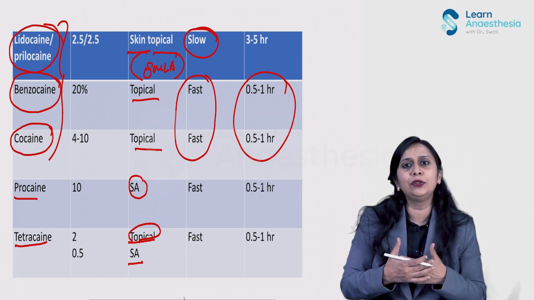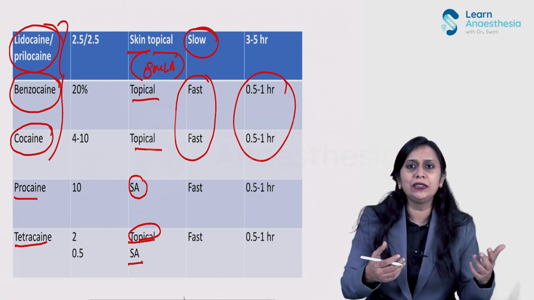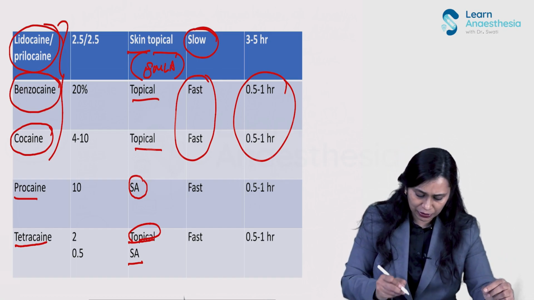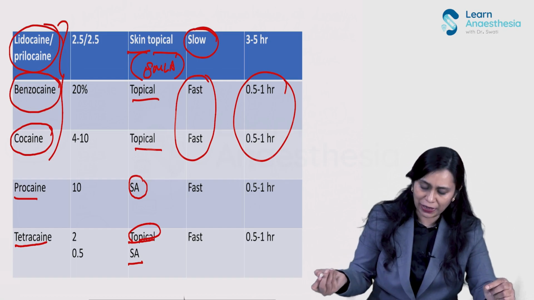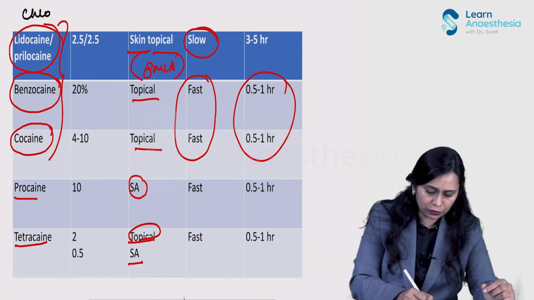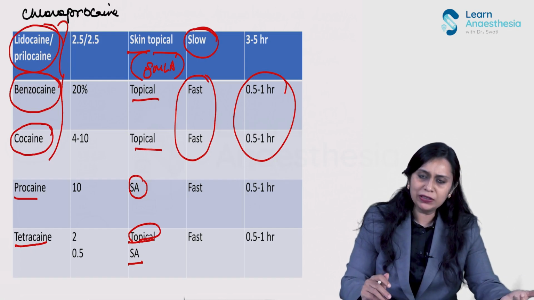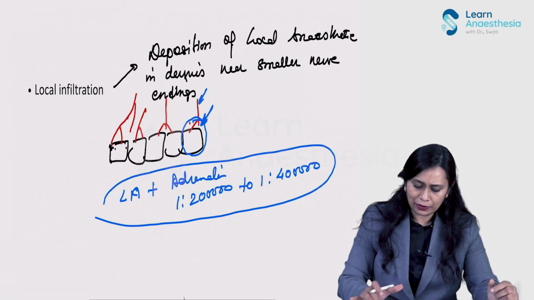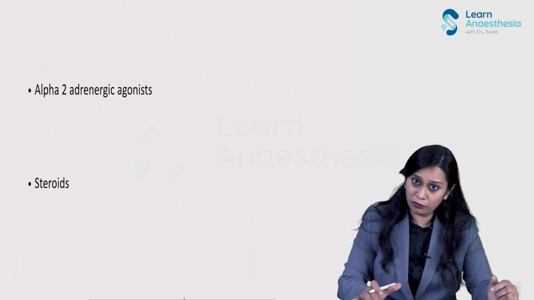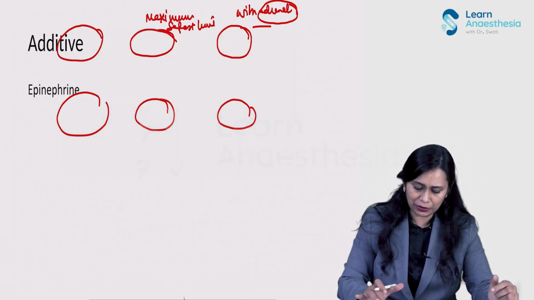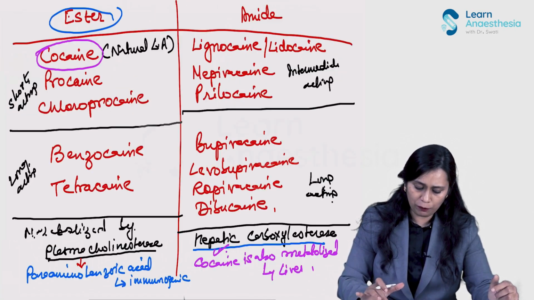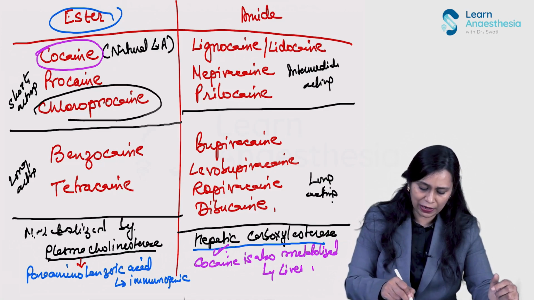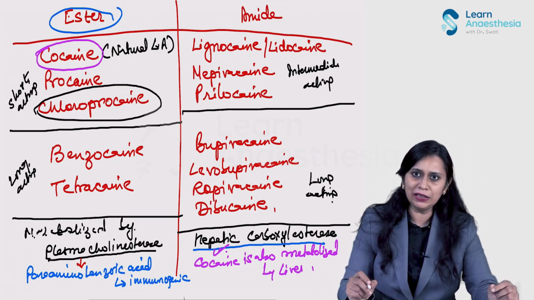In ester, there is only one local anesthetic whose use has been restarted recently, a few years back, which I haven't written here, I wanted to write it separately: chloroprocaine. What were the things we knew about chloroprocaine in the list which we discussed when we classified the local anesthetics long back in the starting of this topic? I told you that chloroprocaine is a short acting ester local anesthetic, isn't it?